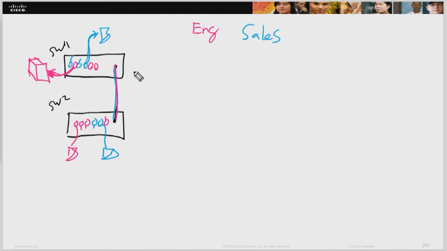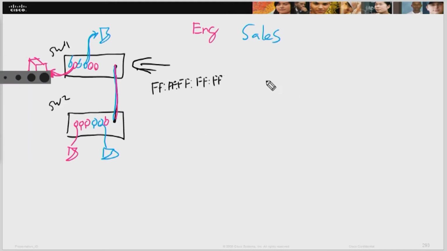My question for you is now, how did switch 1 distinguish between the blue broadcast and the pink broadcast? Because the destination MAC address is my standard broadcast MAC address. If both VLANs use the same MAC address as a broadcast, which is standard, that's what we do, how does switch 1 distinguish between them?